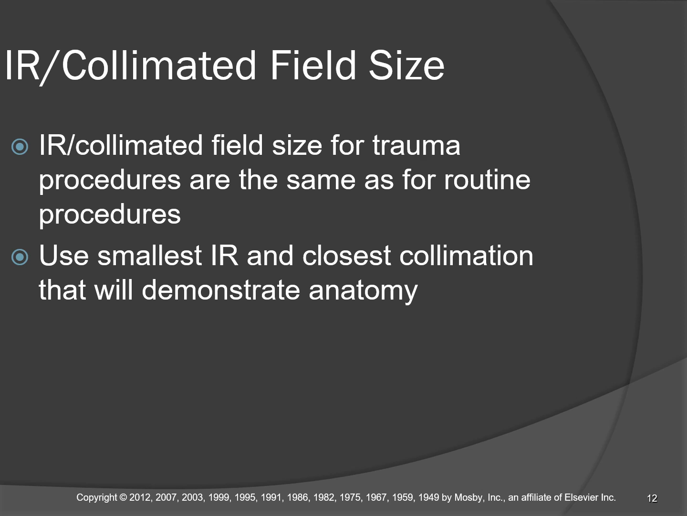the collimated field size, that is how much light do you open up onto the collimators. They're basically the same as routine procedures. The trouble is the girth of the digital cassette sometimes prevents you from doing some of the trauma views easily. It takes a little bit of finesse to work with a big cassette to do some of these trauma views. Okay. If you're on CR, use the smallest IR available to you and the closest collimation that will demonstrate the anatomy.